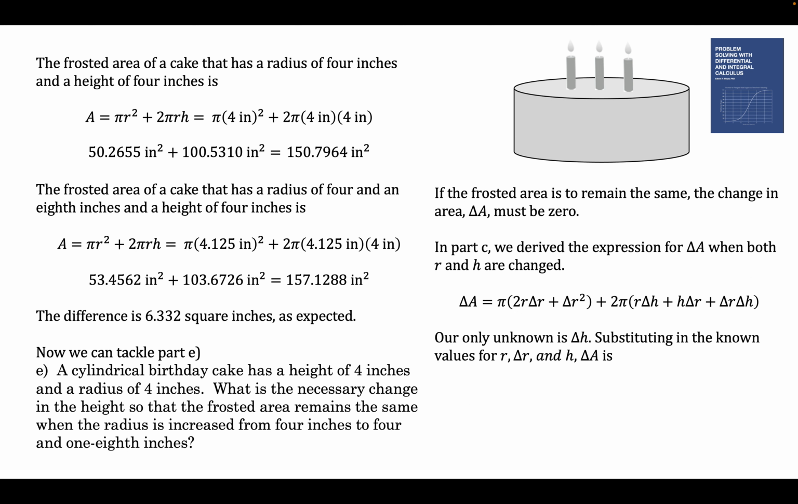So the total change in area is 0 when the radius is increased from 4 inches to 4 1/8 inch. So we have R, it's 4 inches. Delta R is 0.125 inches. H is 4 inches. The only unknown is delta H. Delta A is 0. We have one equation and one unknown, so we know we can do it. We just have to be careful.